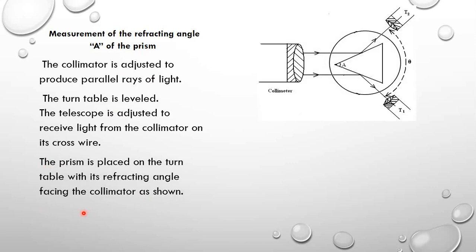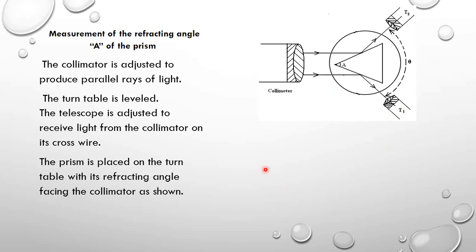So it's going to be like this. The refracting angle is going to be facing the collimator. So we place the prism on the turntable such that the refracting angle faces the collimator like this. Then after that, we are going to move the telescope so as to receive light from the collimator. So the light from the collimator is going to be received on the cross wire of the telescope. So you have to move this telescope so as to receive this light, because we shall be viewing through the eyepiece until the light from the collimator is received at the cross wire.